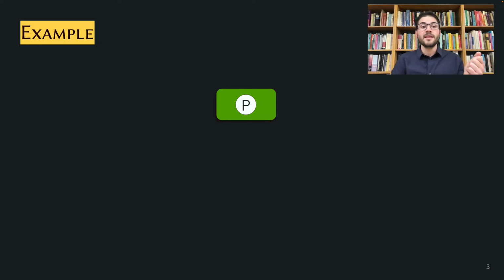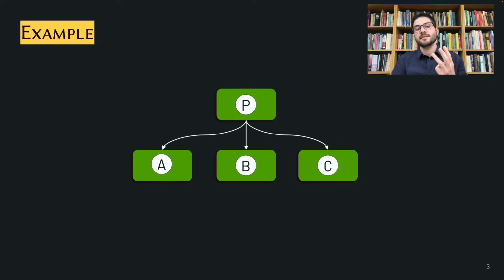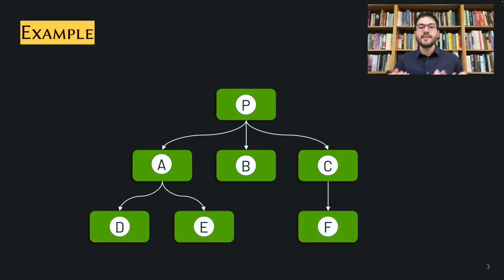Consider a project P, and this project declares three direct dependencies, A, B, and C. But dependency A also has two dependencies, D and E. And also dependency C has another dependency F. In this case, D, E, and F are transitive dependencies of project P.